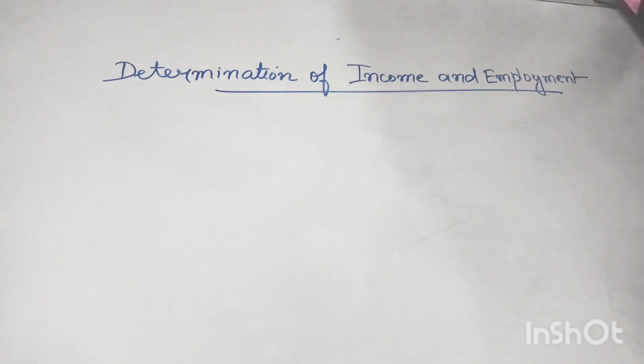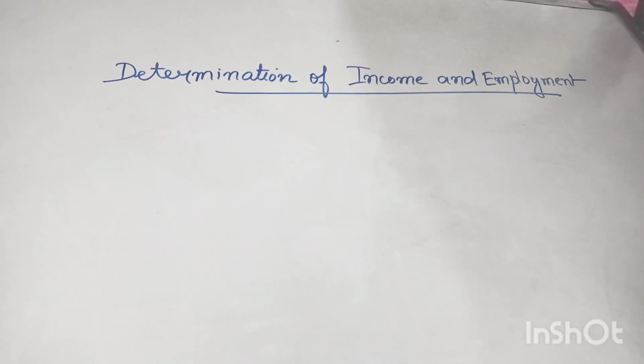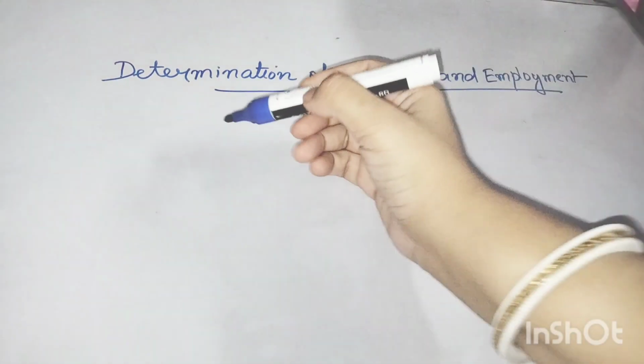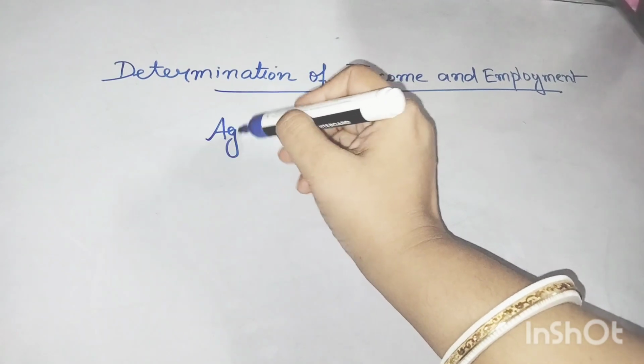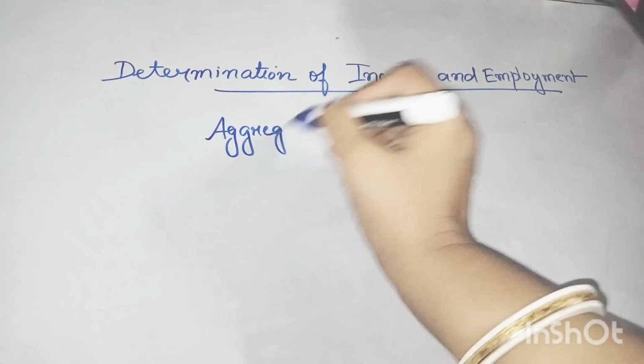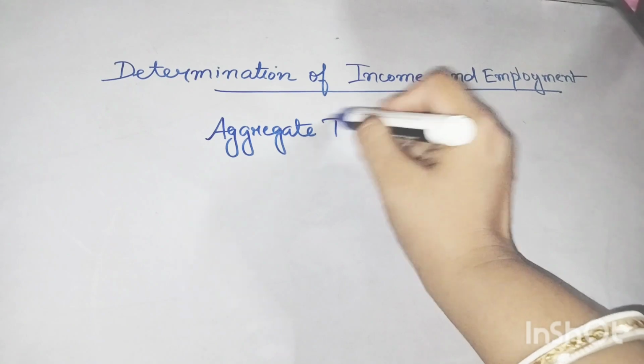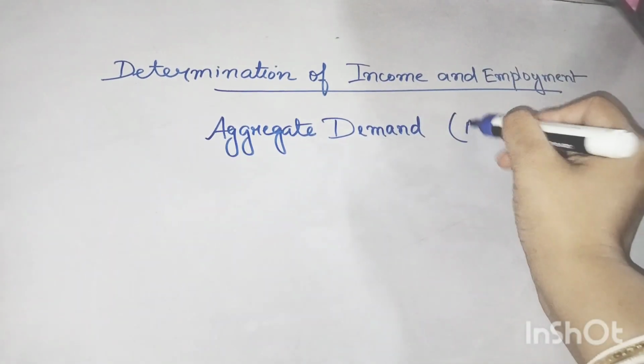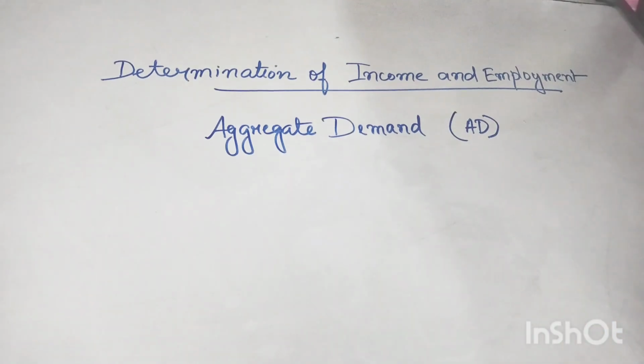Today we are going to discuss determination of income and employment. So first we are going to discuss what we mean by the word aggregate demand. What is the meaning of the word aggregate demand? We can write it as AD, aggregate demand.